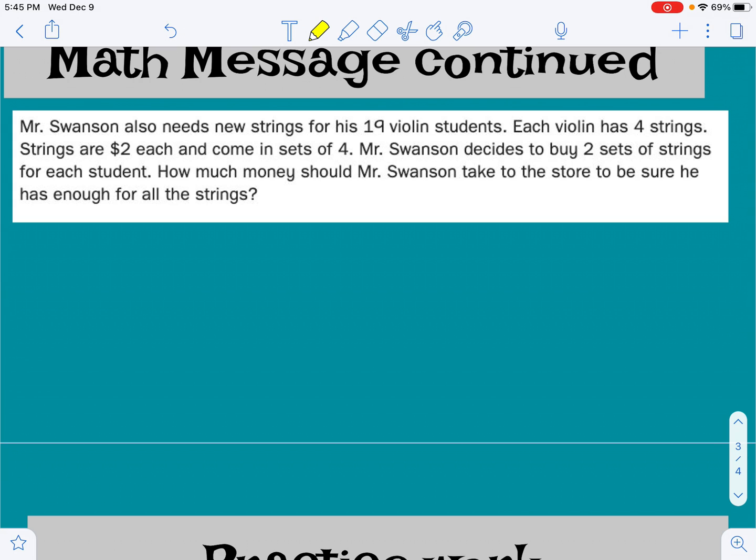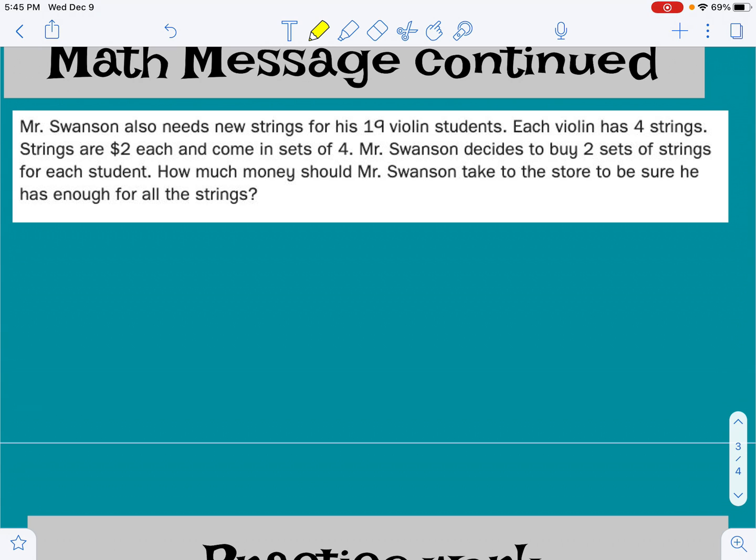Mr. Swanson also needs new strings for his 19 violin students. Each violin has 4 strings. Strings are $2 each and come in sets of 4. Mr. Swanson decides to buy 2 sets of strings for each student. How much money should Mr. Swanson take to the store to be sure he has enough for all the strings?